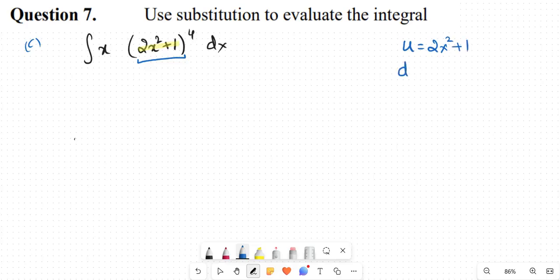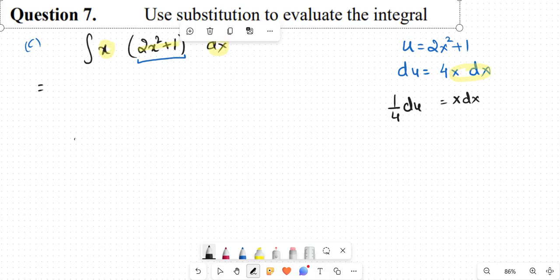The next step is the differential. The derivative of 2x squared is 4x. Always write a dx next to it. We notice that x and dx are already sitting in the question. So x dx is already in the question, so x dx can be replaced by 1 by 4 du by dividing both sides by 4.